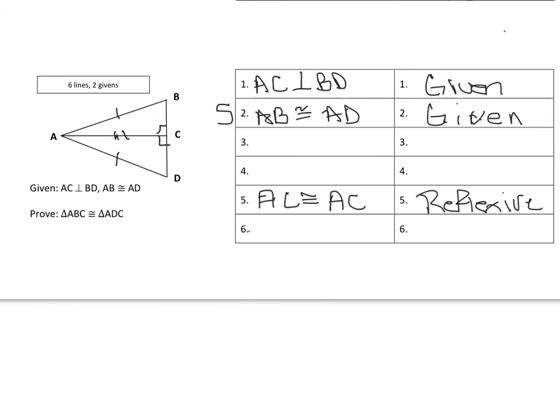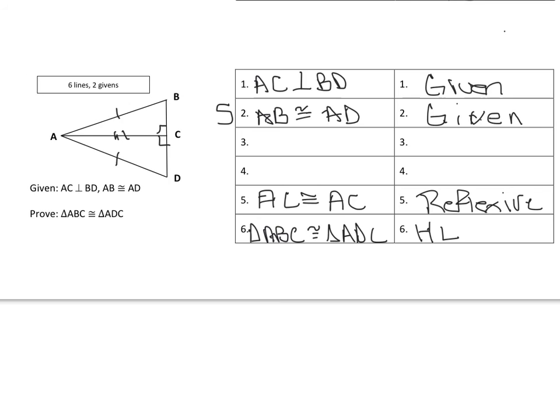And I'll put my last one in. We're proving that triangle ABC is congruent to triangle ADC. And we're going to be using hypotenuse leg.